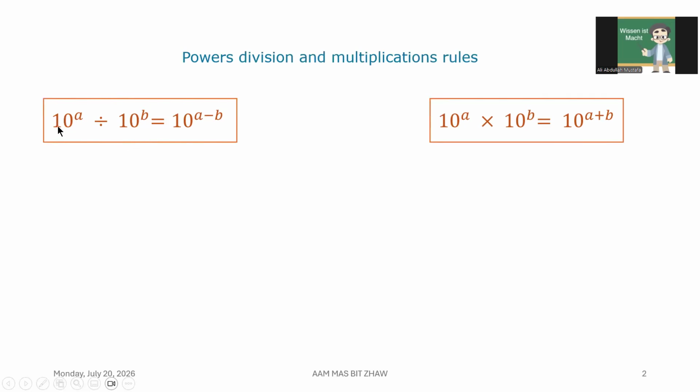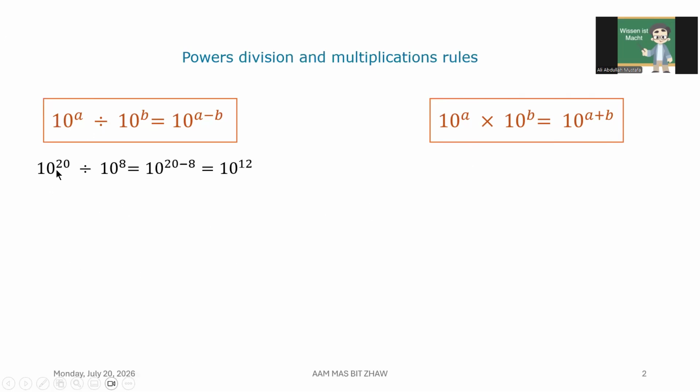It's a condition: this condition must be present, that the bases are the same. So that means we divide the powers. The same thing is when it is multiplication: you add the powers. We have some examples here.